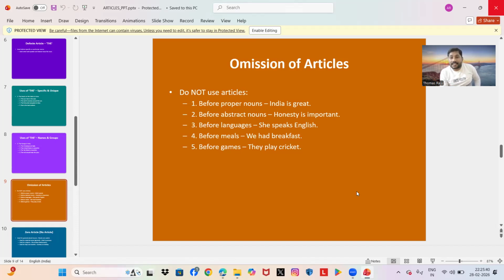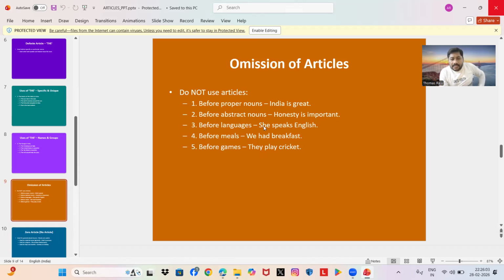Next, before abstract nouns, honesty is important. So before abstract nouns, what do you mean by abstract noun? Abstract noun is a noun which we cannot see and touch even though we have an idea. అంటే మనకు ఒక ఐడియా ఉంటుంది కానీ, ఒక భావన ఉంటుంది కానీ దాన్ని తాకలేము మరియు చూడలేము. అలాంటి వాటిని మనం abstract nouns అంటాం. Before abstract nouns also we should not use article the.